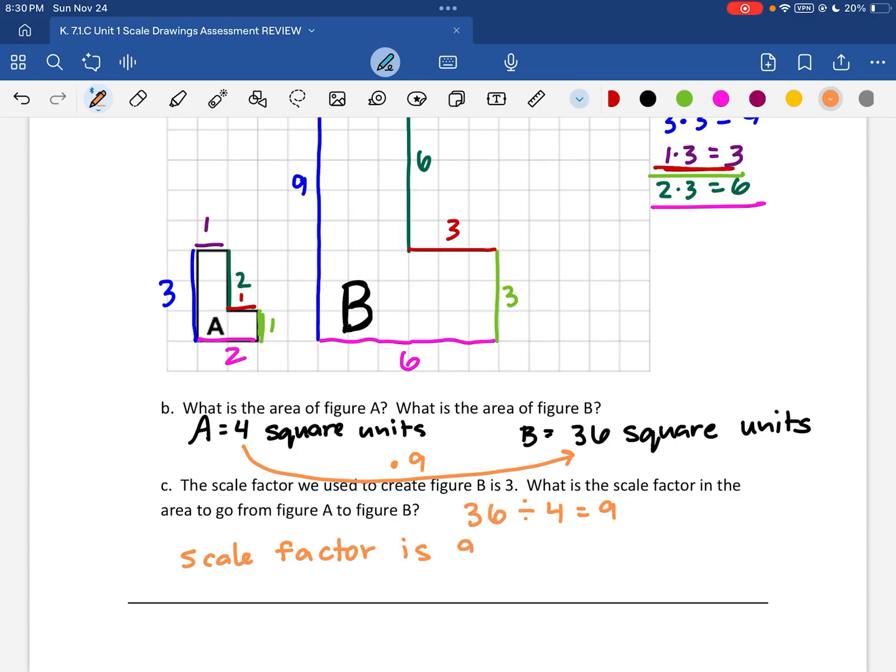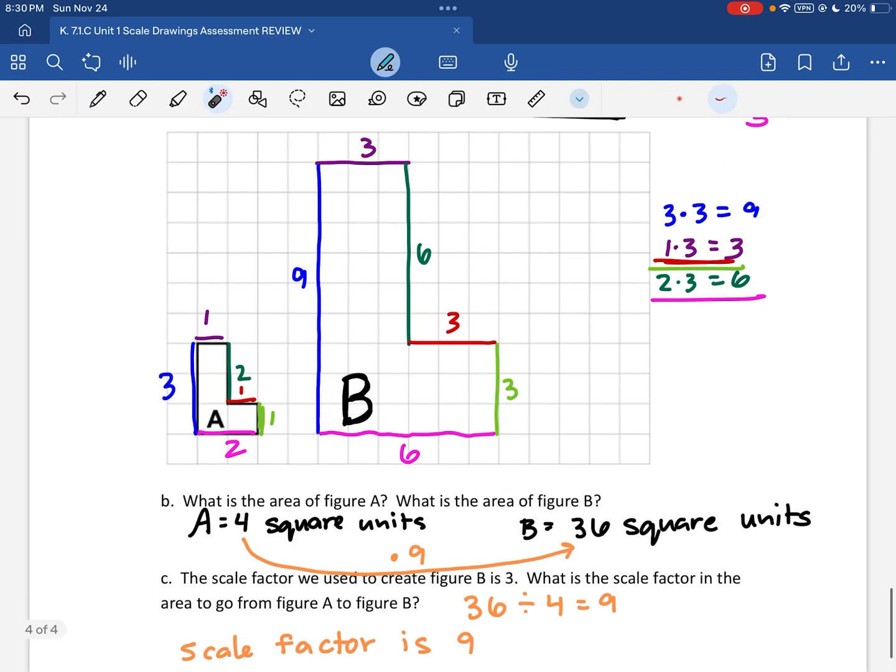The real question we really want to ask is why? Why is it 9 when all of these lengths were multiplied by 3? How come it's not multiplied by 3? And a great way to demonstrate this is by looking at this piece right here. Now this piece is just one single square. That would represent this piece over here in our new figure. And that same piece now, instead of being composed of just one box, now has 9 boxes in it. Why?